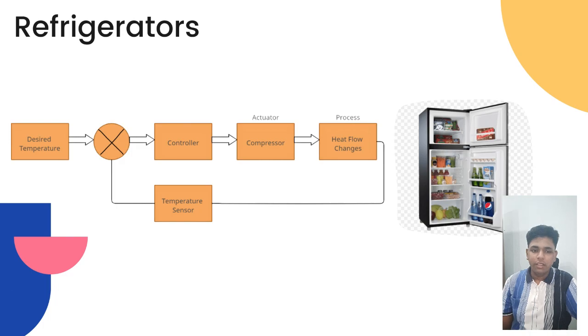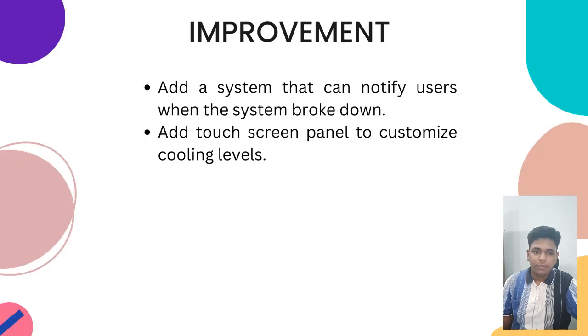Next is a refrigerator. This is the block diagram and the example picture of the refrigerator. For the block diagram, from desired temperature to the summing point, to the controller, to the compressor, and to the heat flow change, to the temperature sensor and to the summing point. For the improvement, we can add a system that can notify users when the refrigerator has broken down. Next, we can add a touchscreen panel to customize the cooling levels.